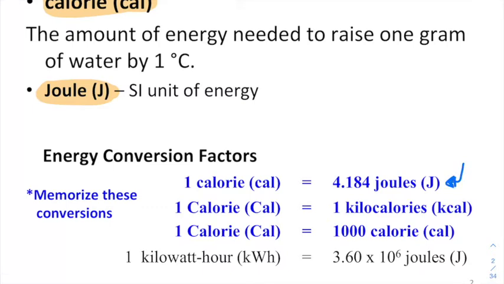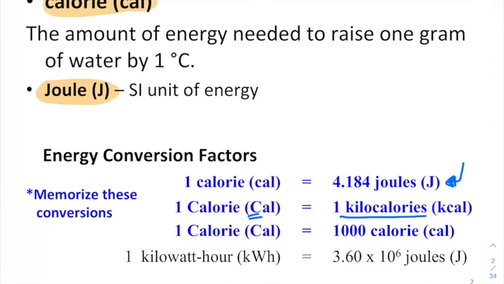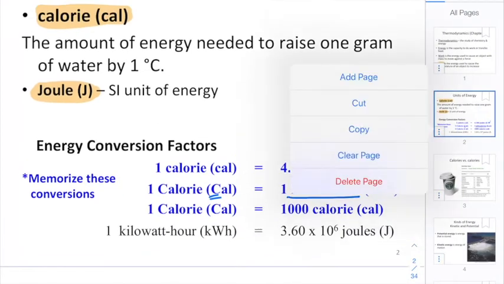The next one says that 1 Calorie with a capital C is equal to 1 kilocalorie. So on your food packages, they should all be using capital C's because what they're actually using are kilocalories. So what we consider as a dietary calorie is really a kilocalorie. Let me just give you an idea of how that works.